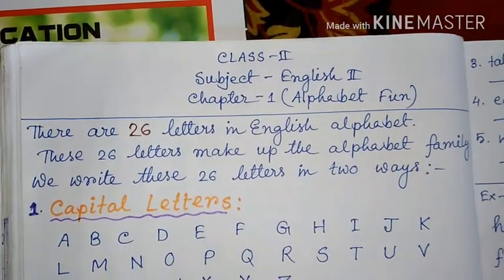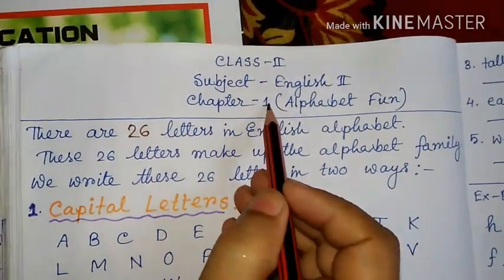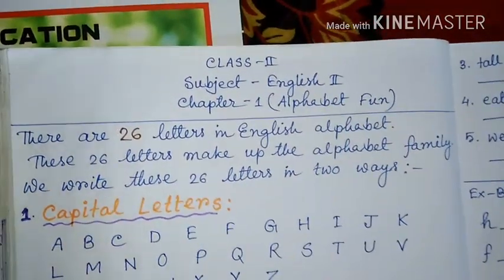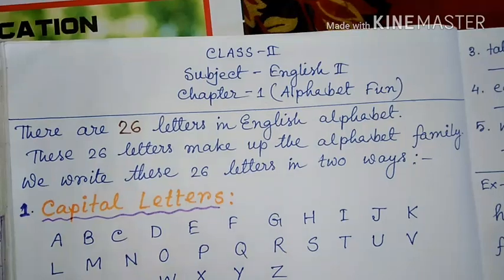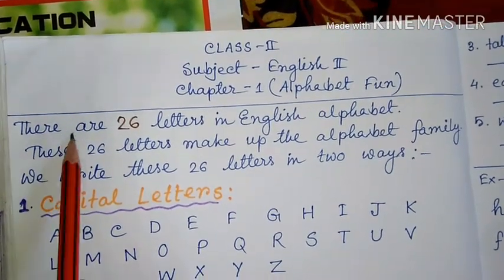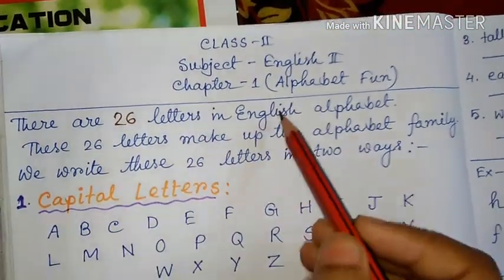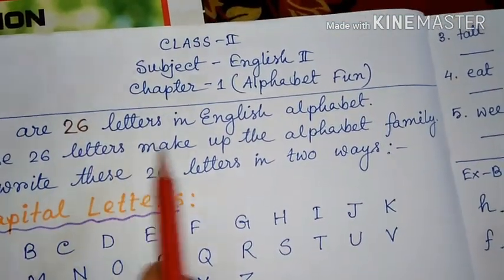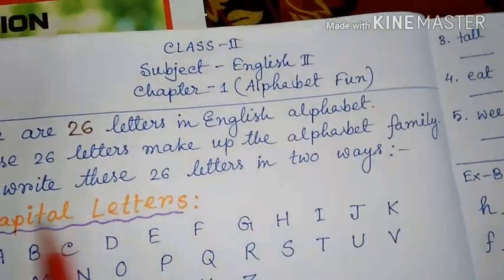Today we will discuss and learn chapter 1. Chapter name is Alphabet Fun. In English, we have a set of letters in a fixed order. There are 26 letters in English alphabet. These 26 letters make up the alphabet family.